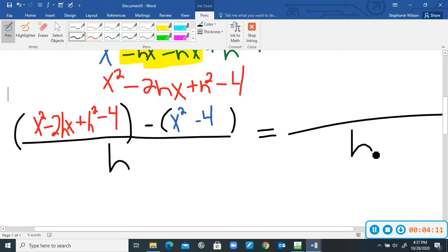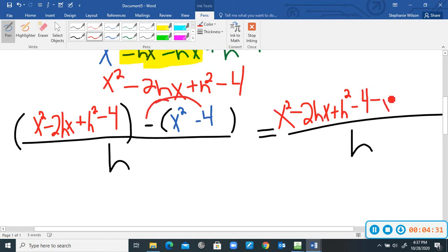Let's clean this up a little bit. So I got x squared minus 2hx plus h squared minus 4, and this negative sign is going to be distributed. So now I got negative x squared plus the 4. And let's look at this. What happens? My x squared positive cancels with my negative x squared. My negative 4 cancels with my positive 4. What happens? The f of x actually canceled out, and I got this new function. So we did it right.